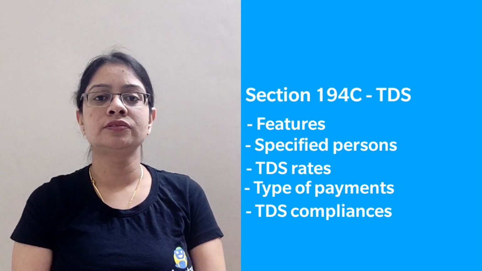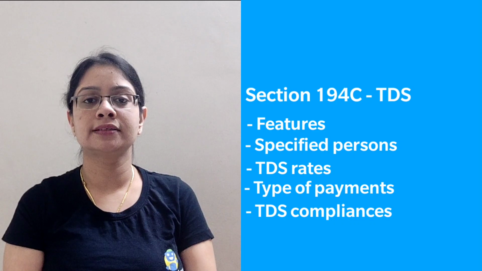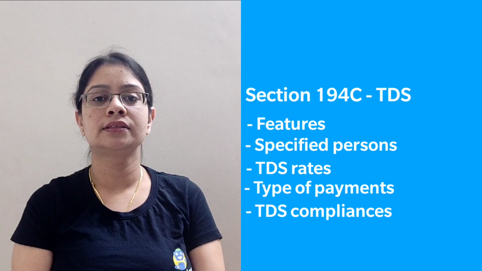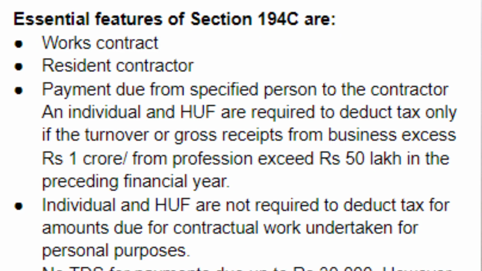I will tell you about the essential features of Section 194C, the specified persons who are required to deduct tax under Section 194C, the TDS rates, the type of payments that are covered under Section 194C, and the compliances required under Section 194C. Section 194C applies to payments such as a payment to a building contractor, for advertising, or payment made for job work, etc. The TDS will apply when the payments cross a certain threshold limit under Section 194C. So let us look at the essential features of Section 194C.